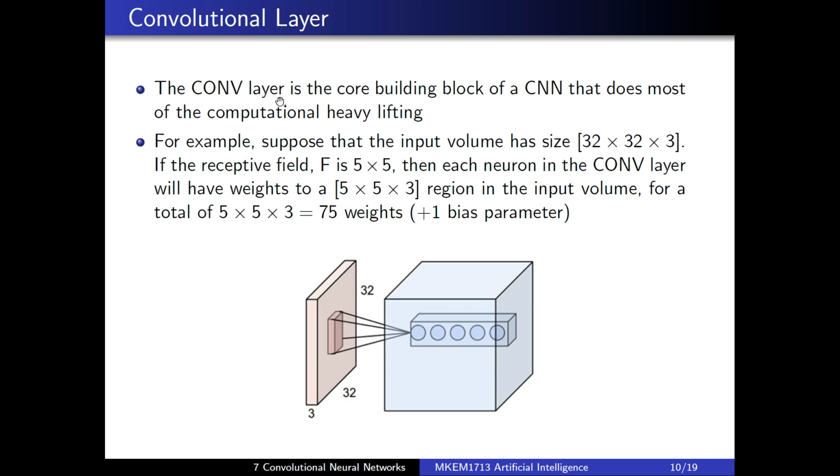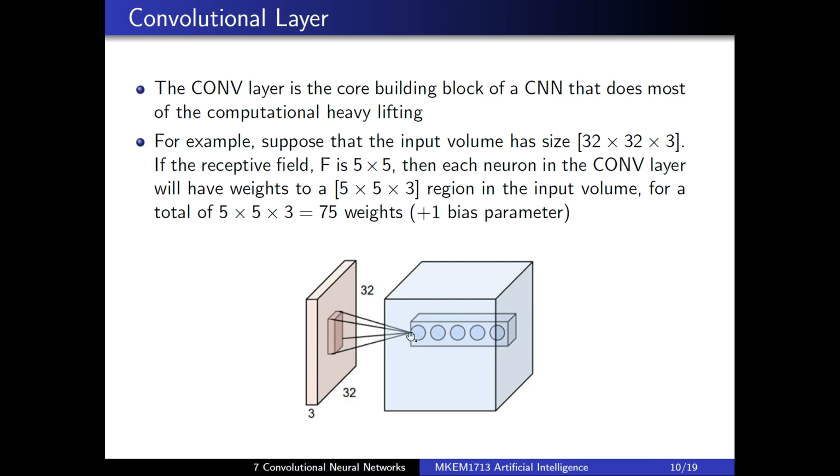The convolutional layer is the core building block of a convolutional neural network that does most of the computational heavy lifting. For example, suppose that the input volume has size 32 times 32 times 3. So this is 32 width, height, and depth. If the receptive field F is 5 by 5, what it means is that each neuron here will be focusing on 5 by 5 neurons in the preceding layer.